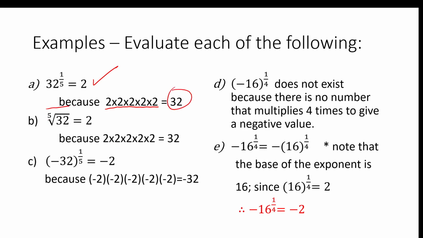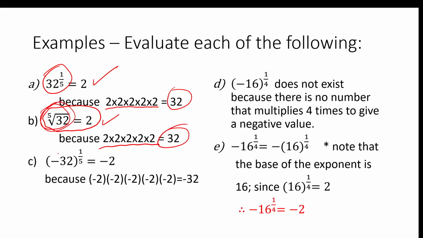Now, if we wanted to know the fifth root of 32 written this way, then we would also say that the answer is 2. The fifth root of 32 or 32 to the exponent 1/5 mean the same thing. And the fifth root of 32 written this way, again, is still 2 because 5 2's multiplied will give you 32.